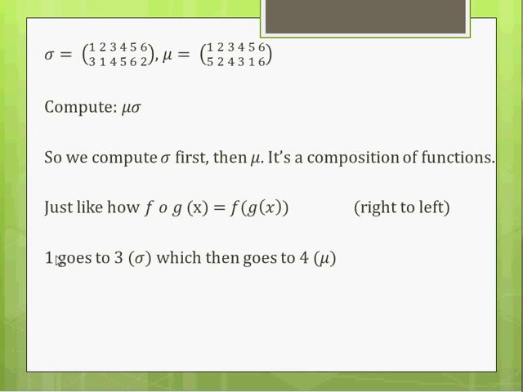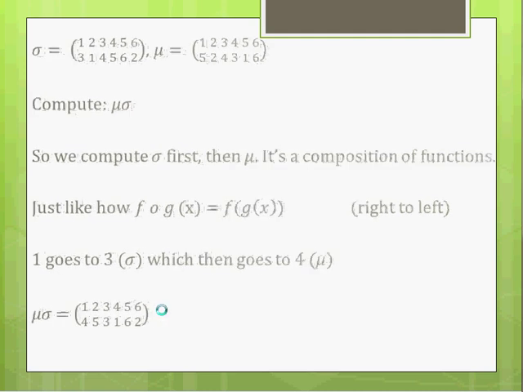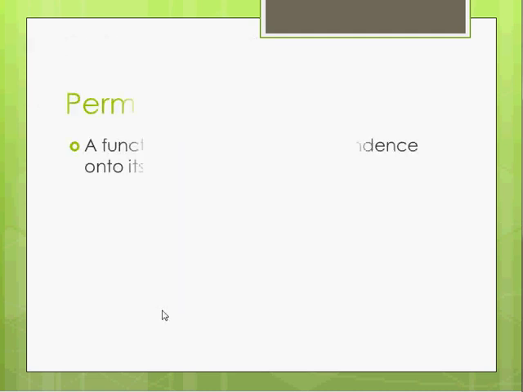So first we're going to compute sigma. So if you take the first element, number 1, for sigma, 1 goes to 3, doesn't it? And then we're going to compute mu. So we come over here, and 3 goes to 4. So 1 goes to 4. And if you compute the rest of them, you're going to get this. This is basically how it works.